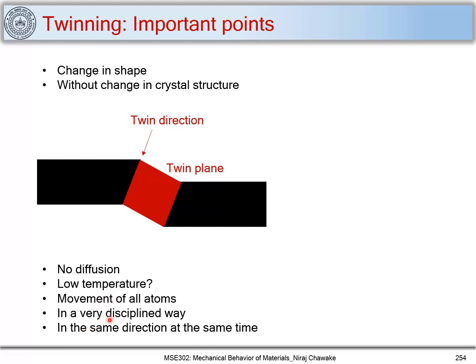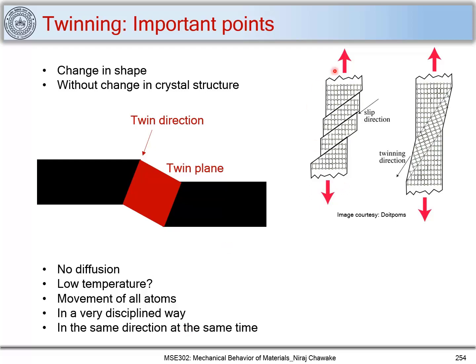And this movement of atoms occurs in a disciplined way, in the same direction and at the same time. So this same direction is nothing but our twin direction, and this disciplined movement occurs at the same moment, and that is how the change in orientation occurs, because of this disciplined movement of atoms along the same direction and at the same time.